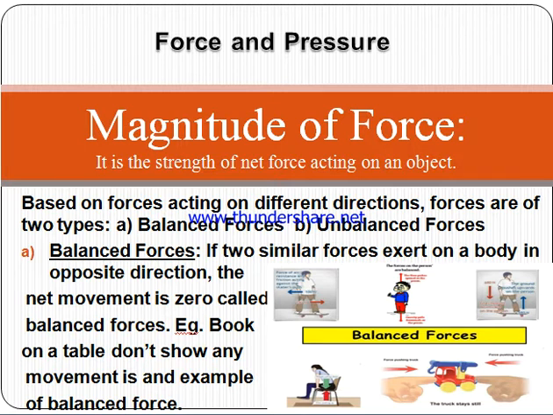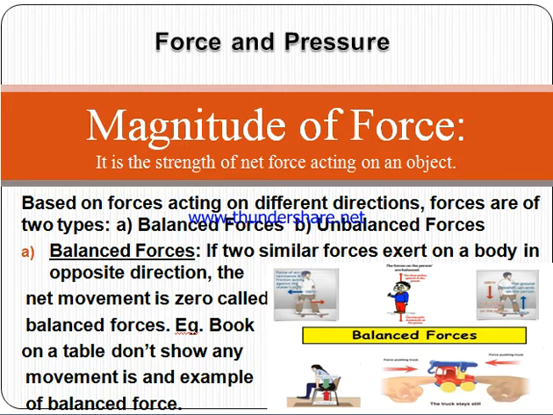First we are taking an example of balanced force. If two similar forces are exerted on a body in opposite directions, then the net movement is zero. Suppose two students are applying force on me, one from the right side, the other from the left side, and I am still at my own position. My position is not changing. Then it is known as the balanced force. Example, a book present on the table. The book is left on the table. Then there is no movement. Hence, the force applied is known as the balanced force.